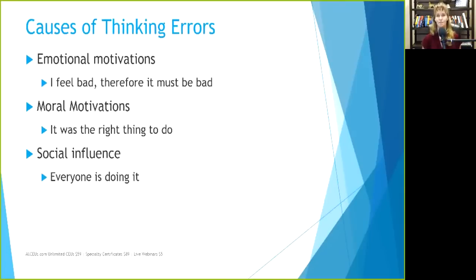A lot of times, and this is where the FRAMES approach in motivational interviewing is really helpful. F stands for feedback about the reality of what's going on. Is everybody really doing it? Let's look at statistics, not subjective information. Let's look at objective information.